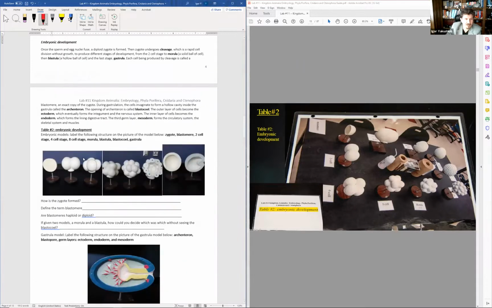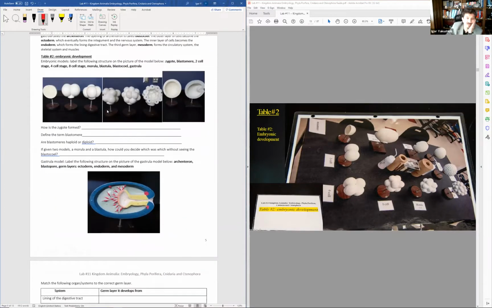Embryonic development, table 2. How is the zygote formed? The zygote is formed by fusion of what? Gametes, egg and sperm. Define the term blastomere. Some of the students are not really sure what it is. Let's look at the word. Blasto means blastula, right? Something part of the blastula. Now mere means unit, unit of the blastula.